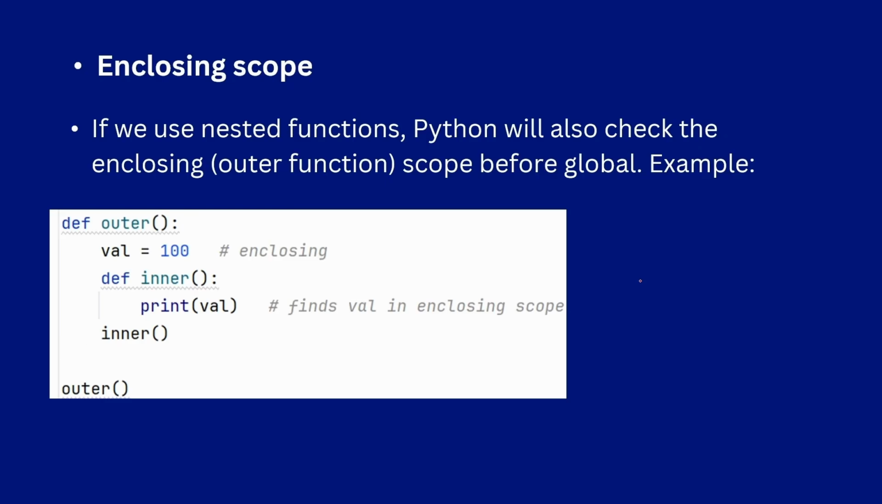If we use nested functions, Python will also check the enclosing outer function scope before global. So here, this is the inner function, and this is the outer function. If it is unable to find the variable inside the local scope, it will check inside the enclosing scope. And if it finds it in the enclosing scope, that means it is resolved and it will print that particular value. I'll just show it on PyCharm.